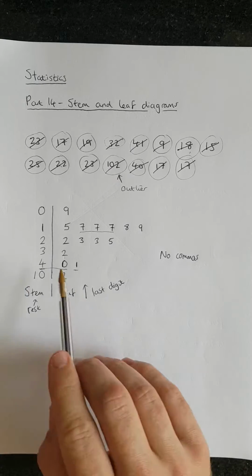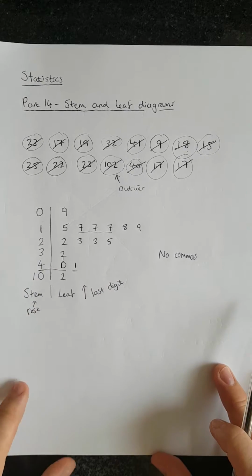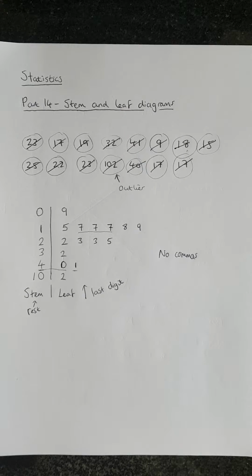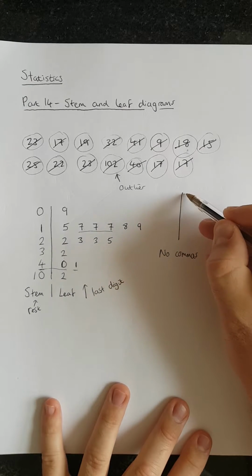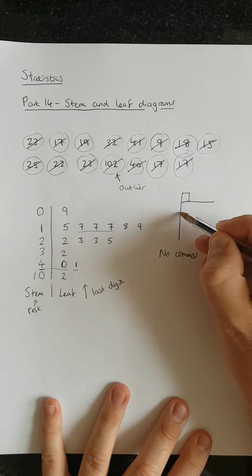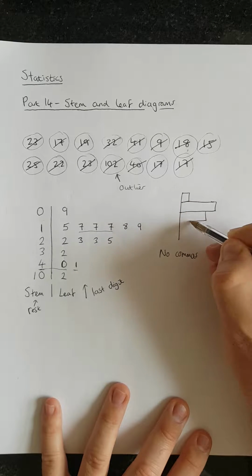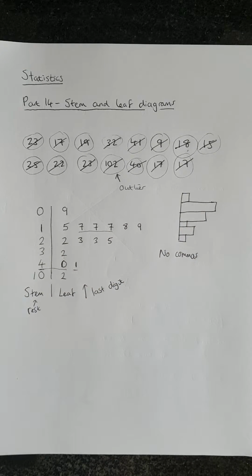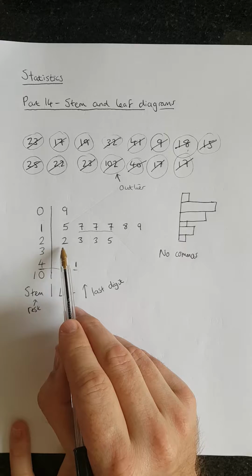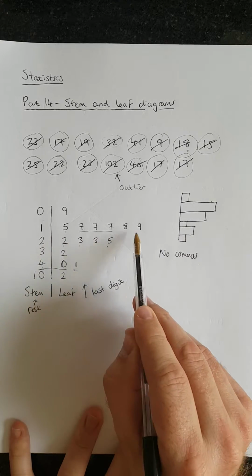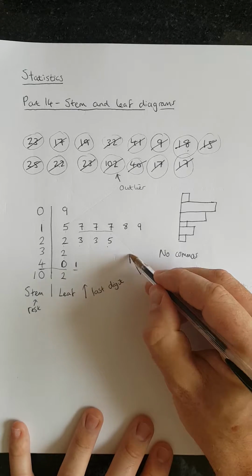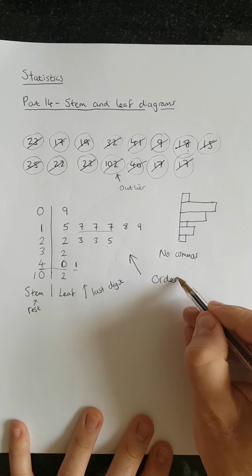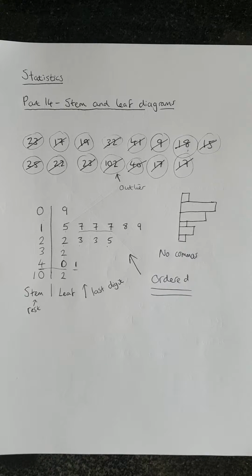So, you can see now lots of results in the 10s and 20s. And it's a bit visual. It's almost like this. Can you see there's a little bit of bar chart about it? But within that, there's also some other things you might notice. 2, 3, 5. 5, 7, 8, 9. What do you notice about the numbers? Good. They're ordered. This is to make it easier to see.